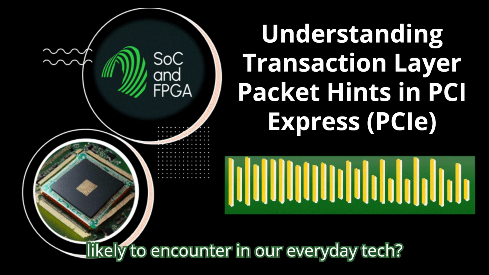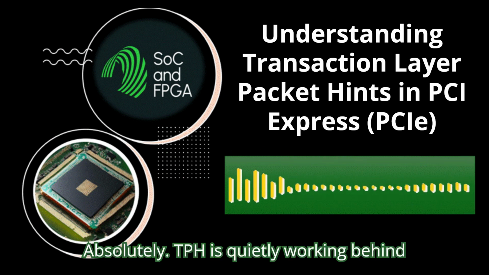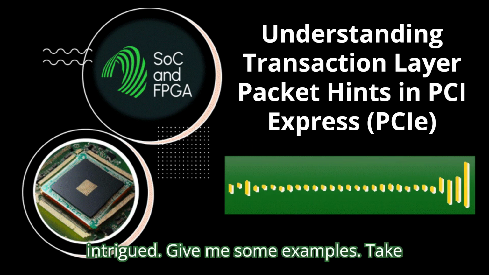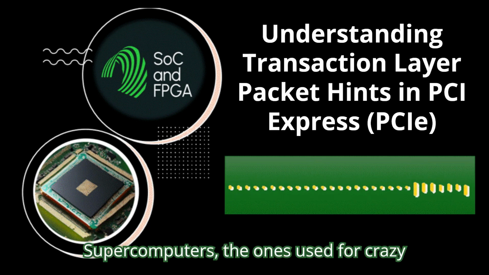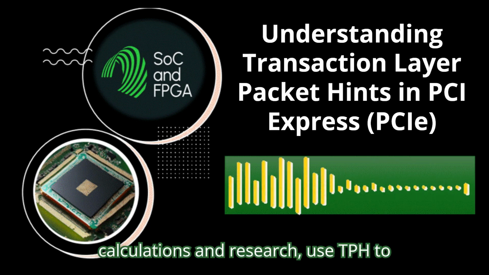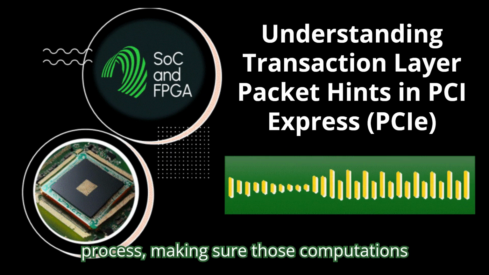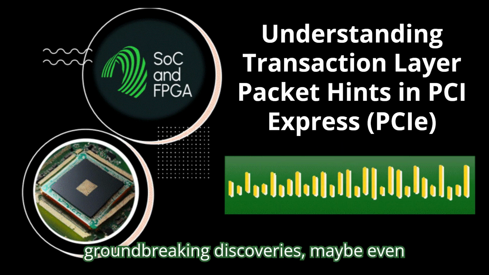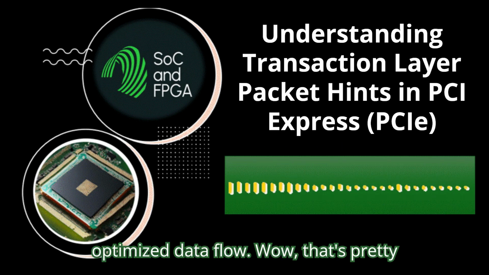Is this something we're likely to encounter in our everyday tech? Absolutely. TPH is quietly working behind the scenes in tons of devices you probably use every day. Okay, I'm intrigued. Give me some examples. Take high-performance computing, for example. Supercomputers, the ones used for crazy calculations and research, use TPH to manage all that data they have to process, making sure those computations happen super fast. We're talking groundbreaking discoveries, maybe even cures for diseases, all thanks to optimized data flow.